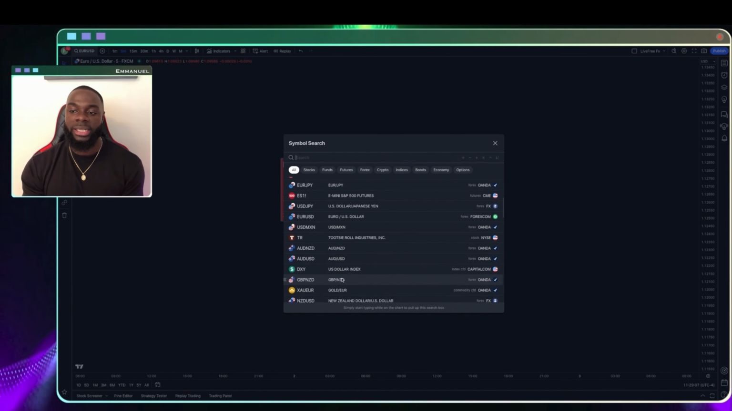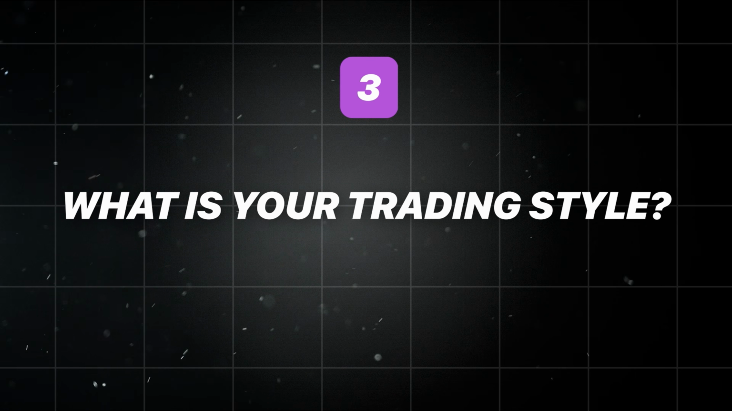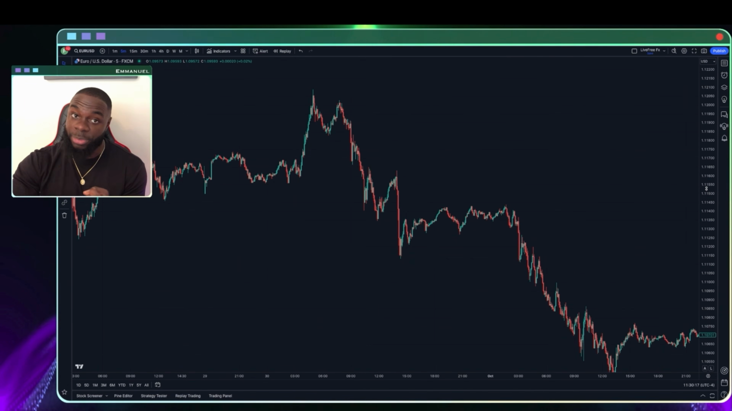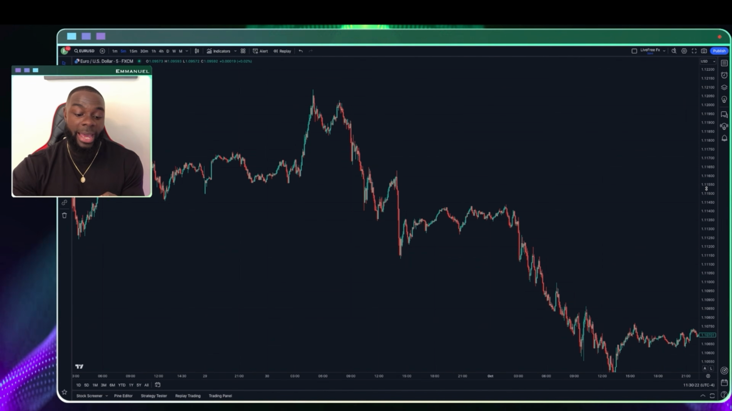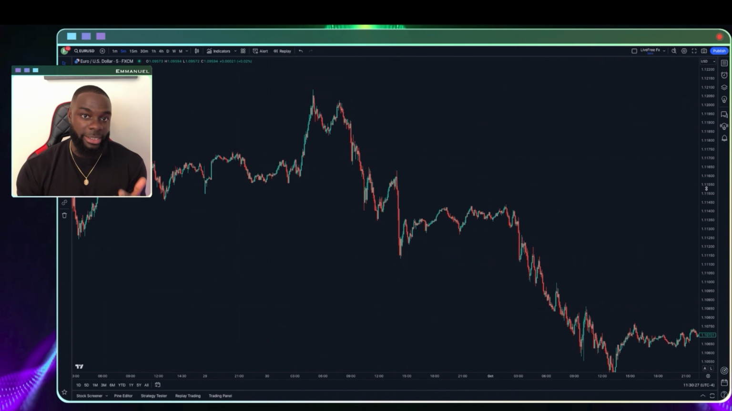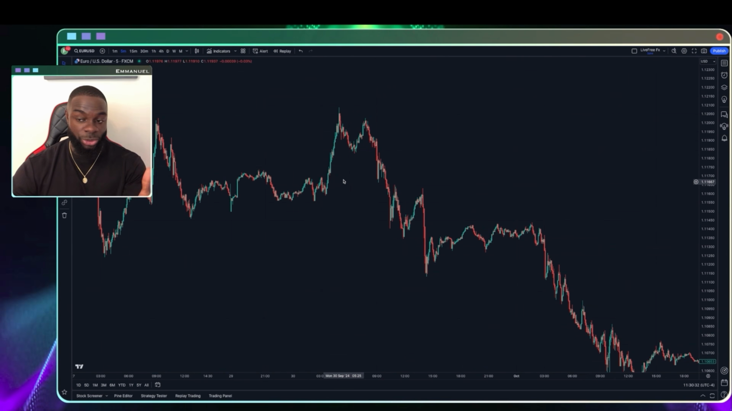So these are all things that you have to consider when picking the right pair. The third thing to consider when choosing a pair to trade is your particular trading style. We have day trader, we have position trader, which we're not going to talk about. You have a swing trader, and you have a scalper. So a day trader is someone who is going in and out of trades, right? You're looking to close your entire trades by the end of the day.